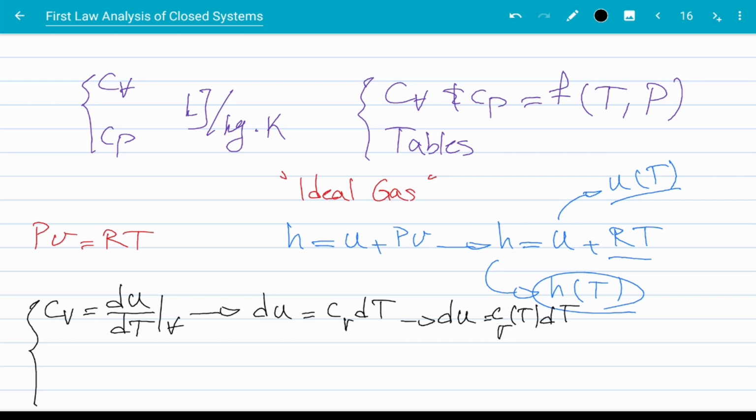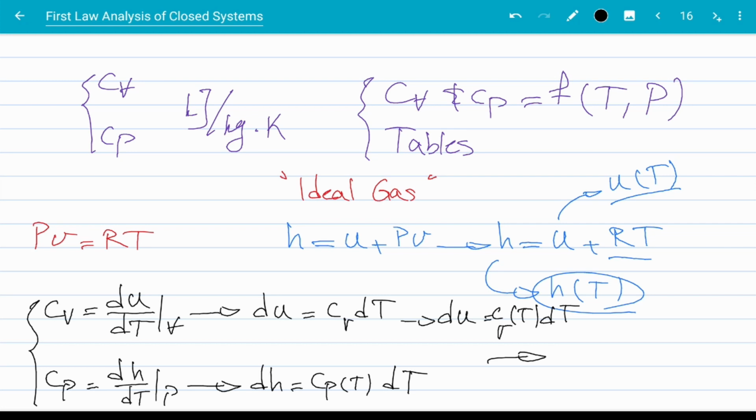The same can be said about Cp. Cp is the derivative of enthalpy with respect to T at constant pressure, which can be written as dH is Cp, a function of temperature, dT. And when we want to make the integrals, we will end up with delta U is the integral of Cv dT, delta H is the integral of Cp dT.